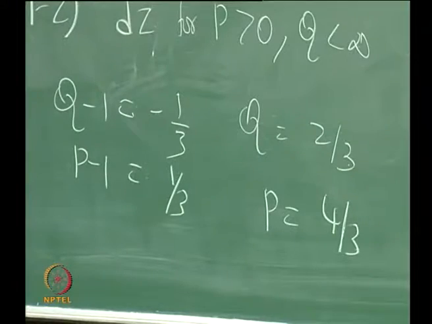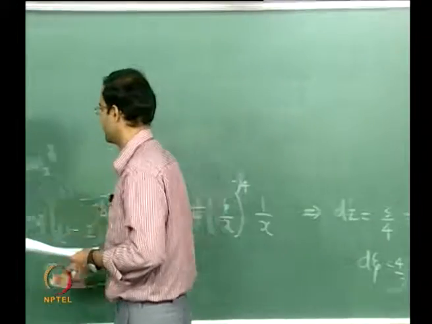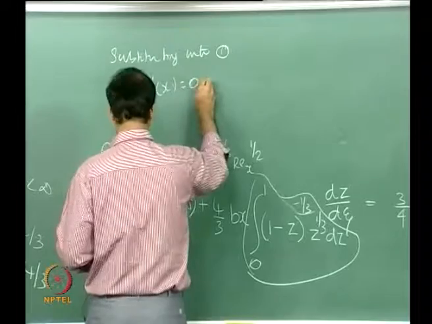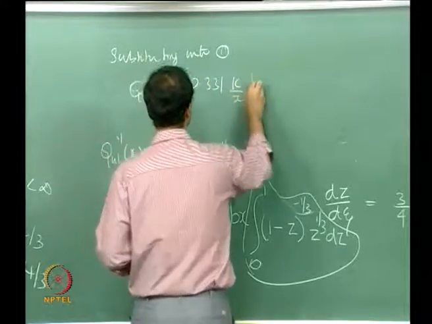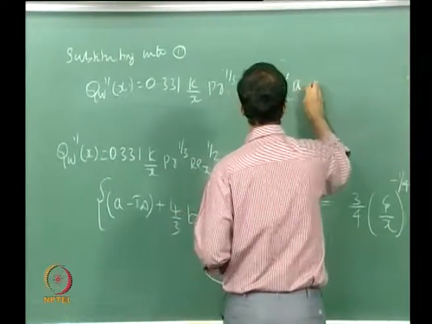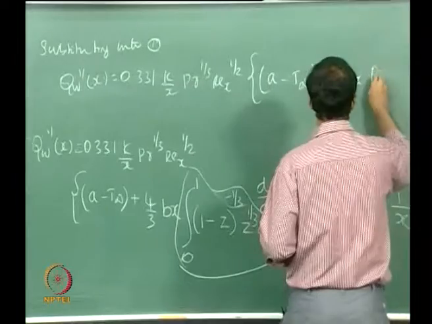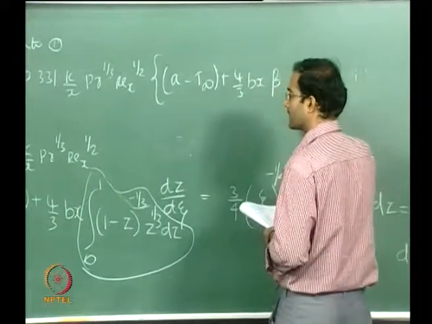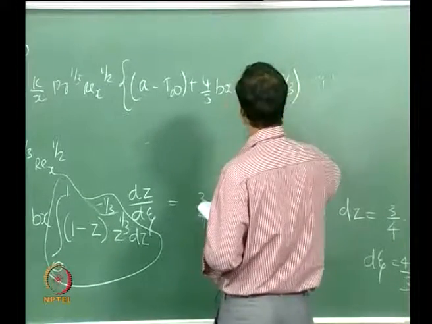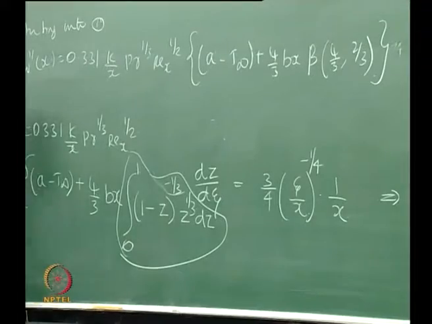We can write it again. Okay, so everything here as it is, A minus t infinity plus 4 by 3 bx into beta function. Okay, this entire integral is beta function. The parameters are 4 by 3 comma 2 by 3. Okay, so the integral is replaced by the beta.